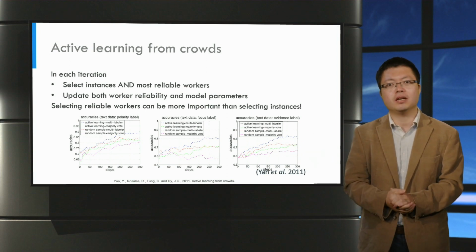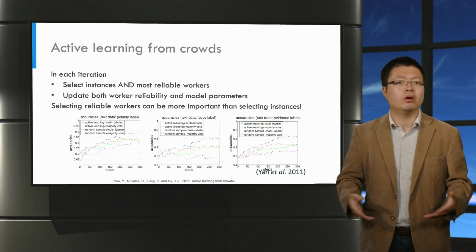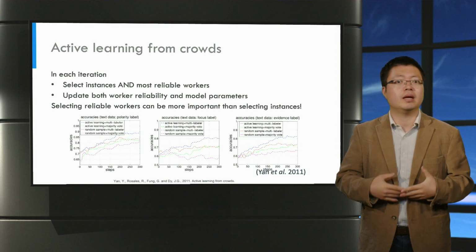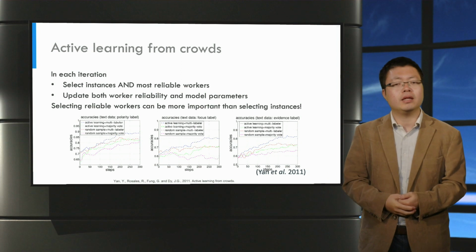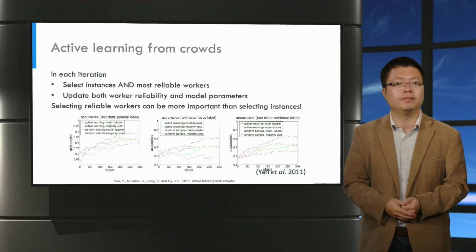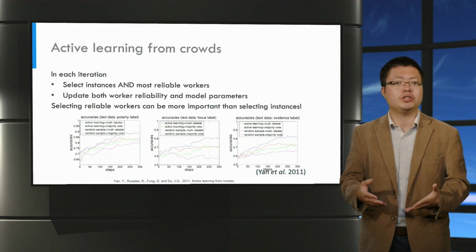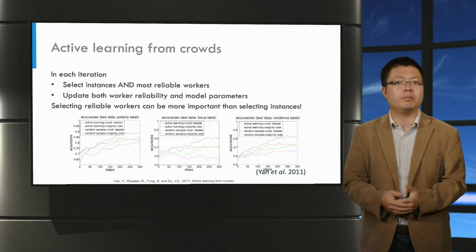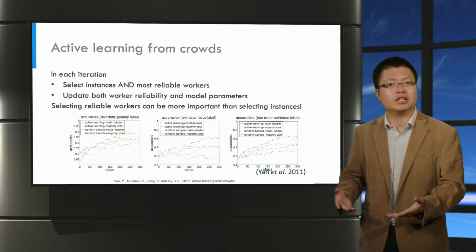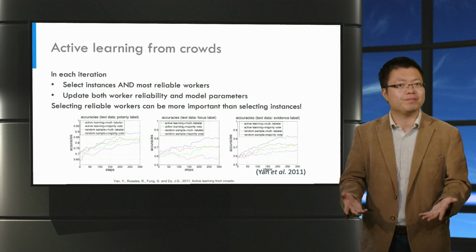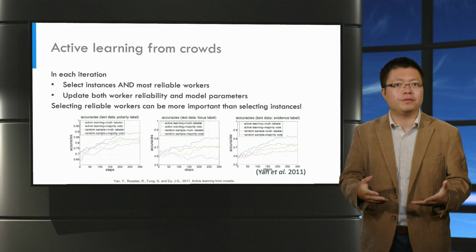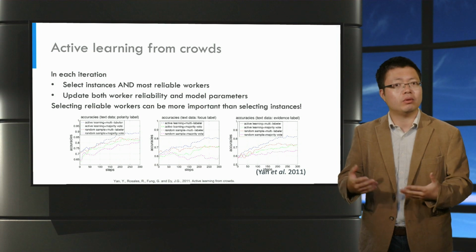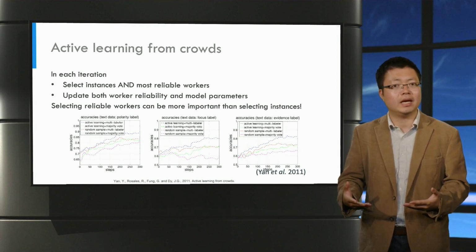On the slides, you can see experimental results comparing different configurations on 3 datasets. For each dataset, the horizontal dimension shows the number of iterations in the active learning cycle, and the vertical dimension is the performance of the model. 4 experimental configurations are compared with or without the selection of instances or workers. The best performing configuration is the one that actively selects both instances and the most reliable workers, of course. Comparing configurations where only instances or workers are selected, we can see that selecting the right workers is more important than selecting instances.